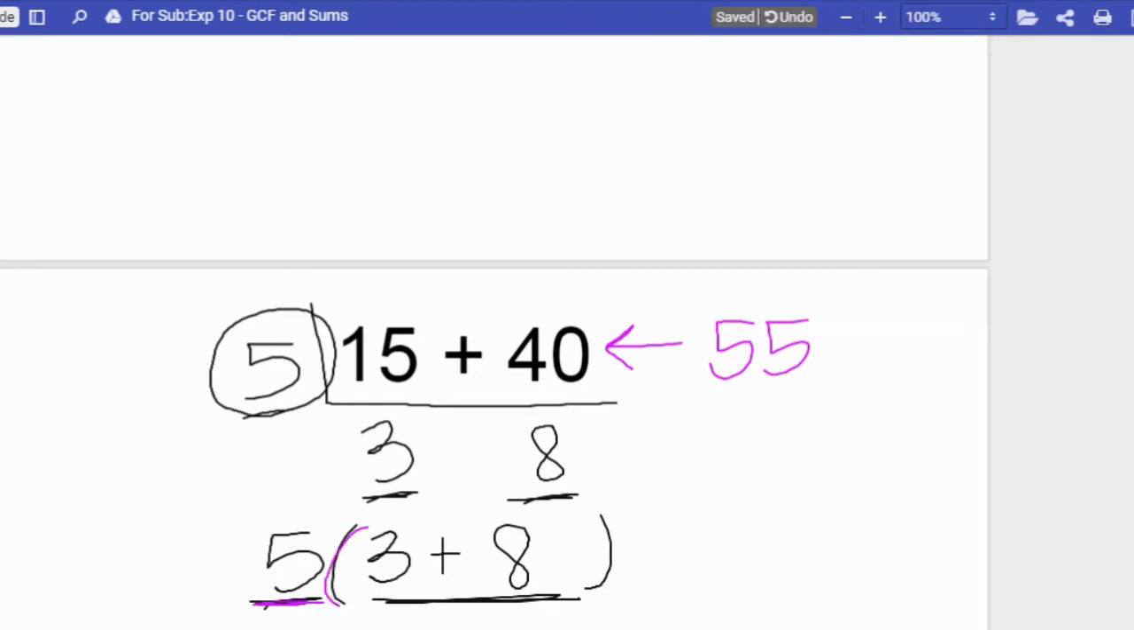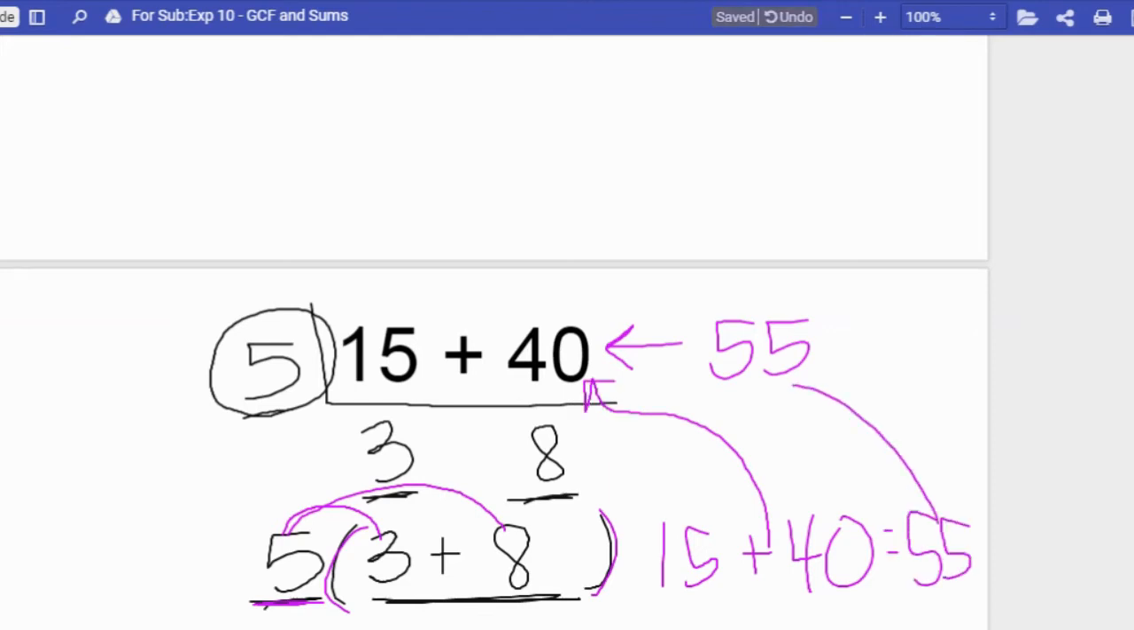So this right here, 15 plus 40, if we did that, is 55, is the same as 5 parentheses 3 plus 8. And again, the nice thing about every one of these problems is you can check them. I can distribute this. 5 times 3 is 15 plus 5 times 8 is 40. When I do that, it should get me back to the original, which again is 55. So they're both equivalent.